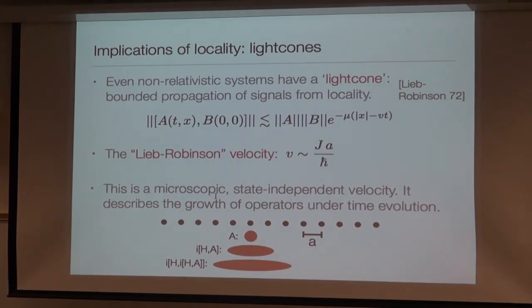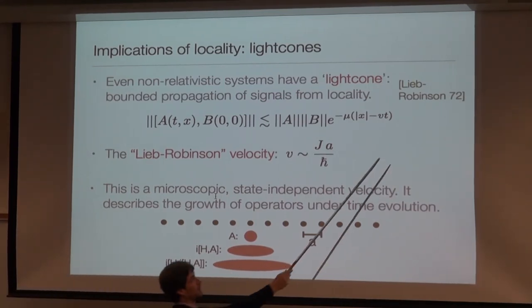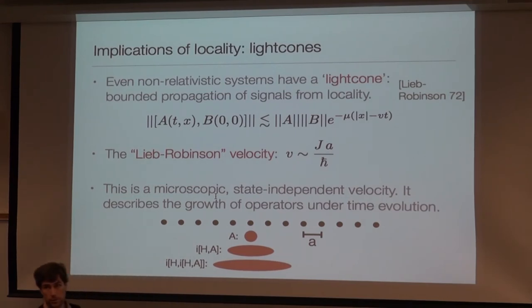So nowadays, it turns out that even non-relativists have to care about causality, and that's because even non-relativistic systems have a light cone and bounded propagation of signals from locality. And this is best established for spin systems, and it goes under the name of the Lieb-Robinson bound.